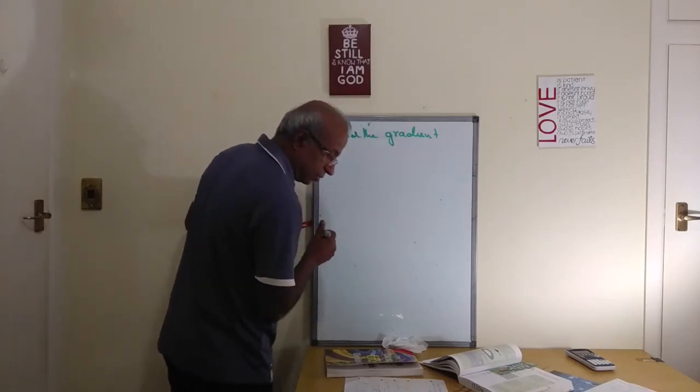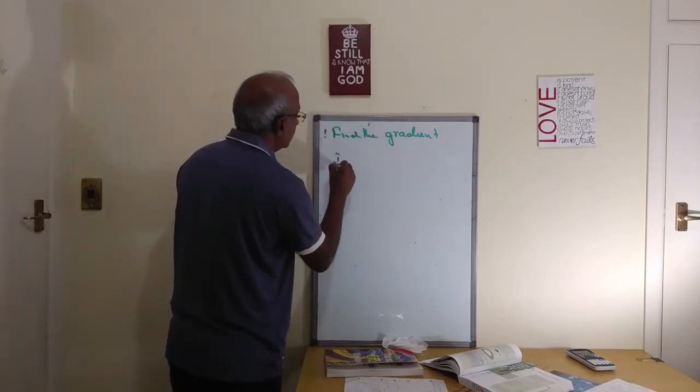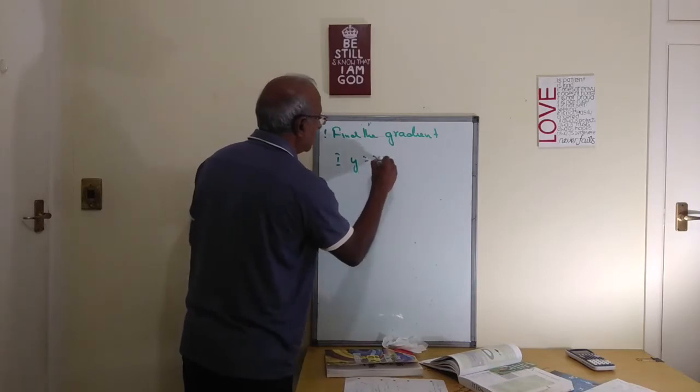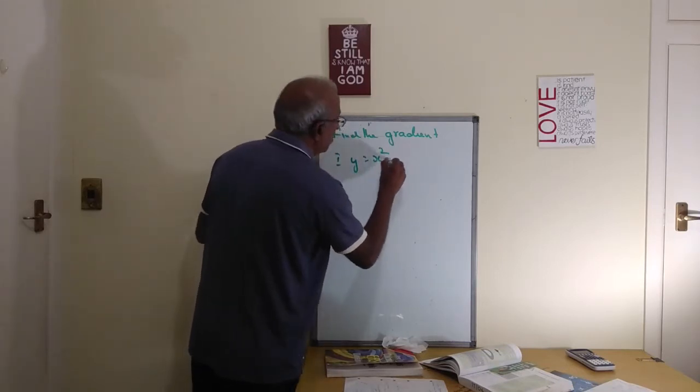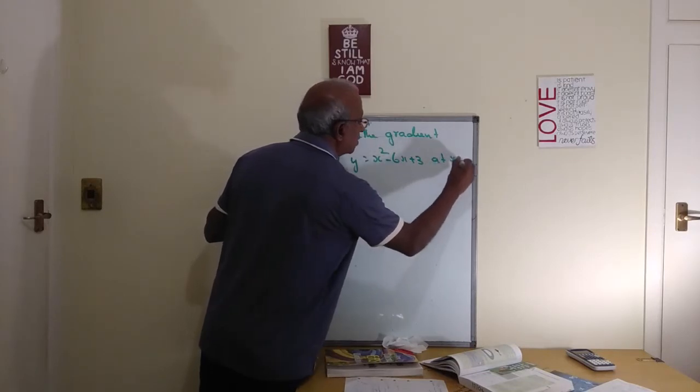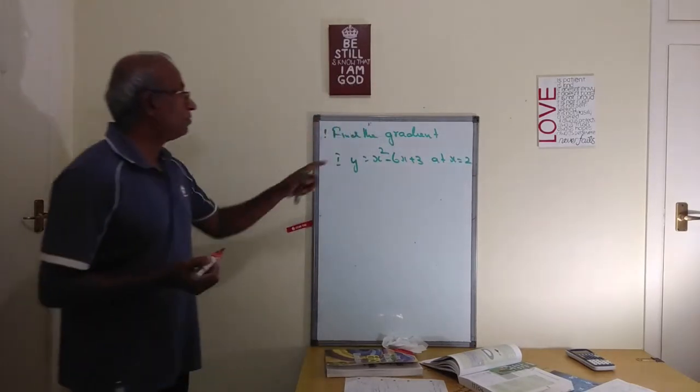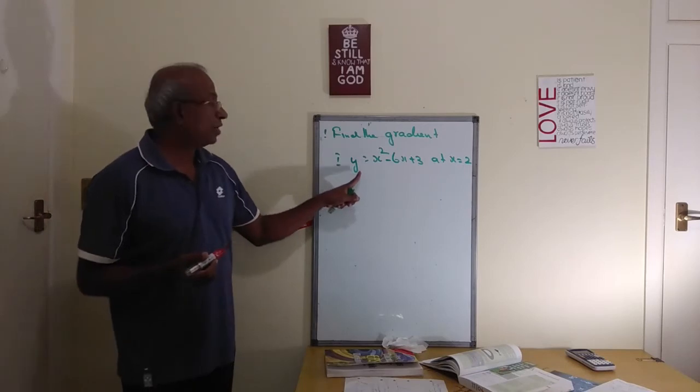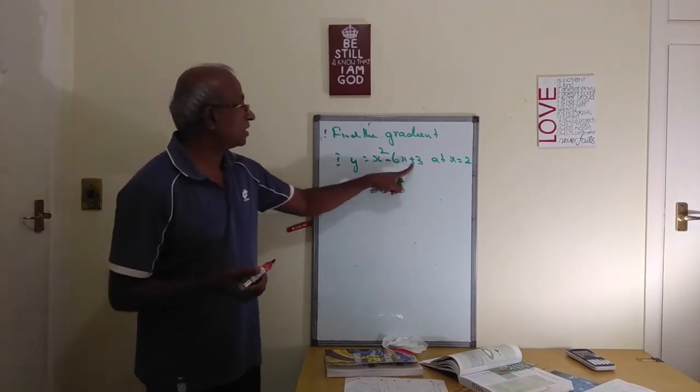Find the gradient. First one, y is equal to x squared minus 6x plus 3 at x is equal to 2. We are going to find the gradient of this equation, y is equal to x squared minus 6x plus 3.